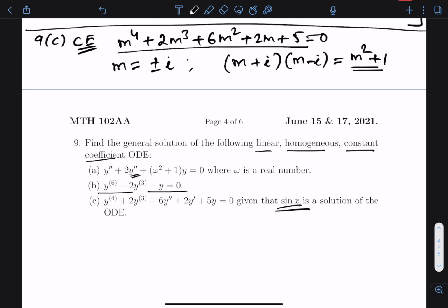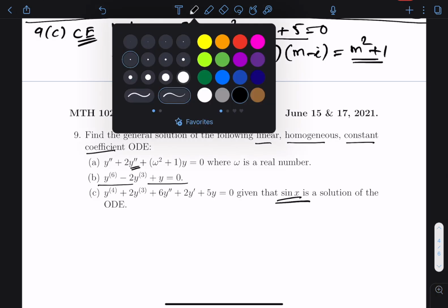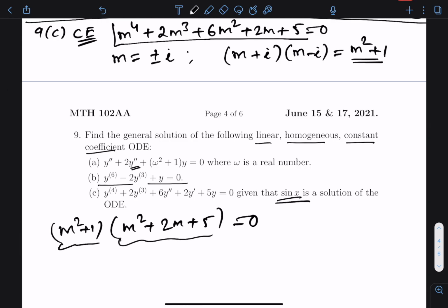If it does not factor this, then the sin x cannot be a solution, because sin x is coming from these roots. So this m square plus 1 should factor this polynomial. If you factorize it by m square plus 1, this is the polynomial you get. Now this is a quadratic equation, you can find out these roots.